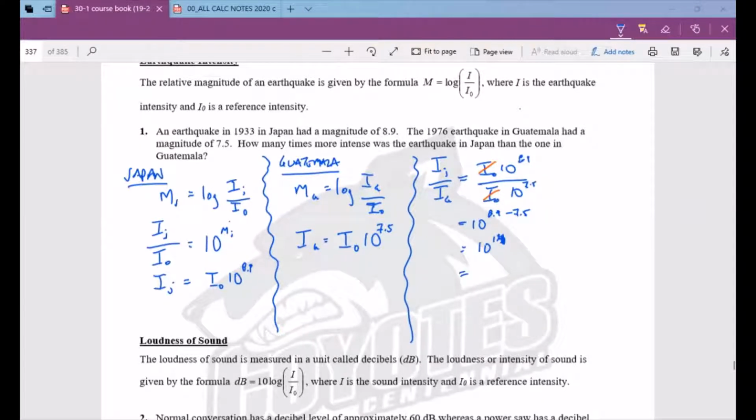If we take that and push that into our calculator, then this ends up being equal to 25.1. Therefore, the Japan earthquake was 25 times larger.